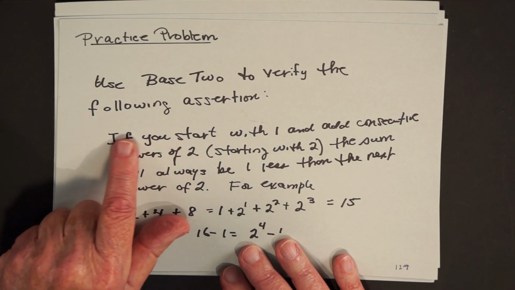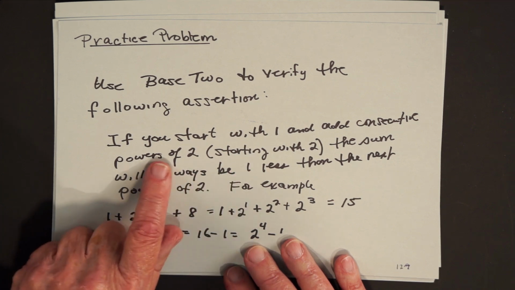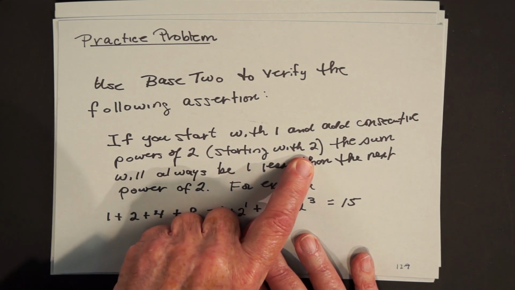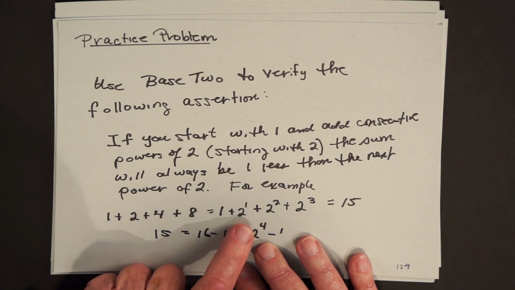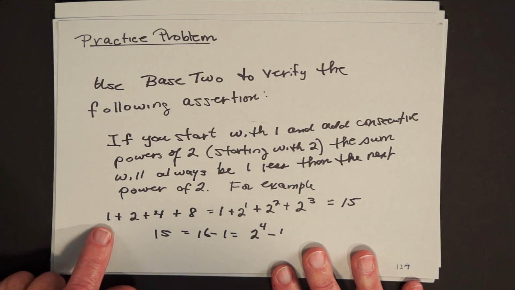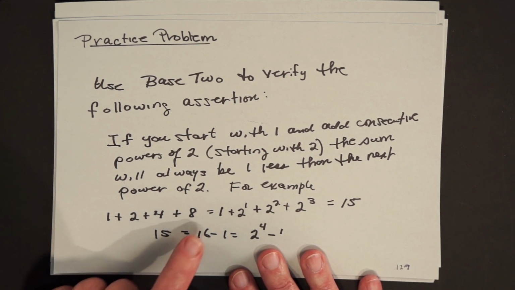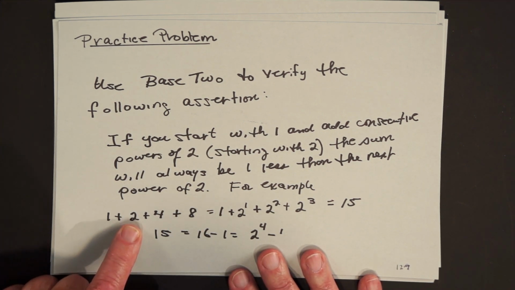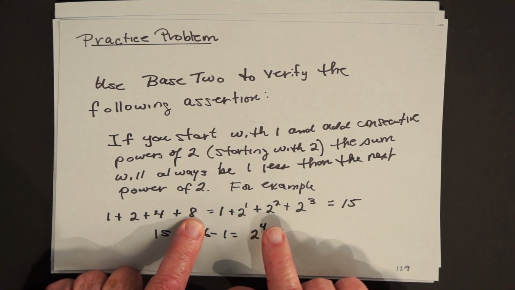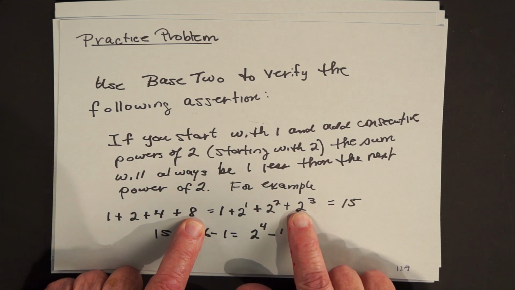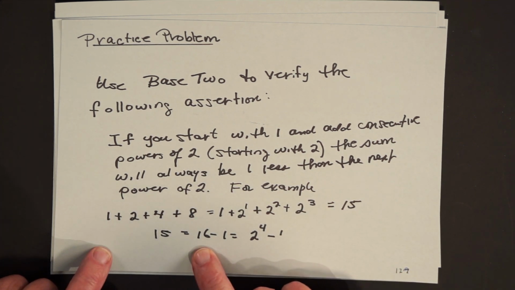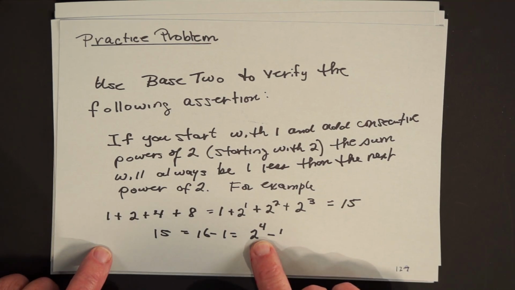Use base 2 to verify the following assertion. If you start with 1 and add consecutive powers of 2, starting with 2, the sum will always be 1 less than the next power of 2. Let's suppose we add up all the powers of 2, starting with 1 up to 8. 1 plus 2 is 3, plus 4 is 7, plus 8 is 15. See, 1 plus 2 to the first power, plus 2 to the second power, plus 2 to the third power. That's 15. 15 is 1 less than 16, and 16 is 2 to the fourth power.